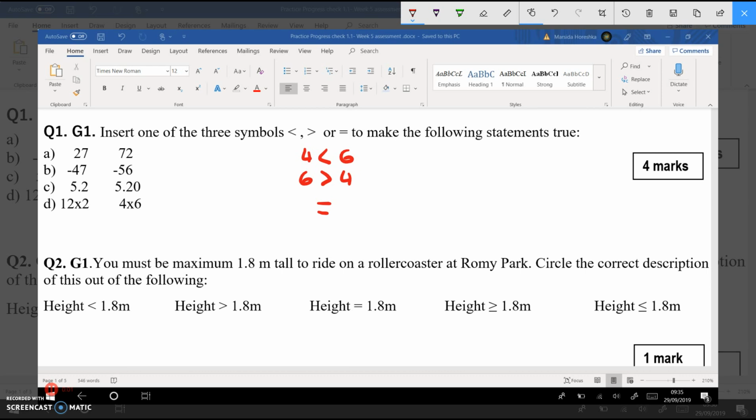One of them is that this symbol looks like a crocodile mouth. So the crocodile will want to eat the bigger number. Therefore, it's going to eat 6. And same thing underneath, it's going to eat 6 as well. So it's facing 6. But another way to look at this is that it's pointing at the smaller number. So it always points at the smaller number.